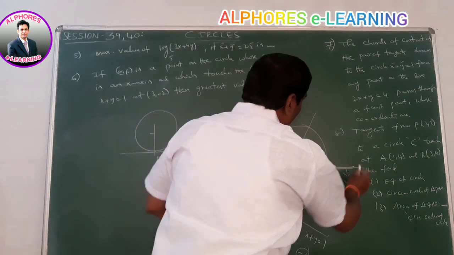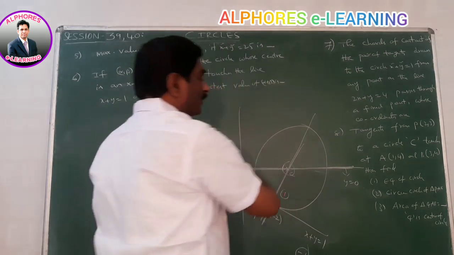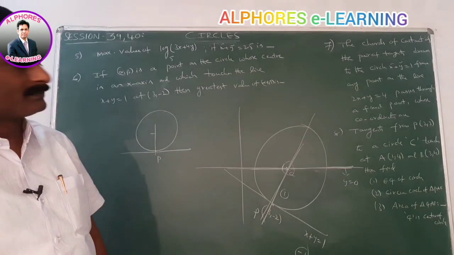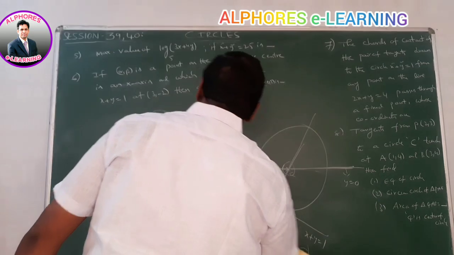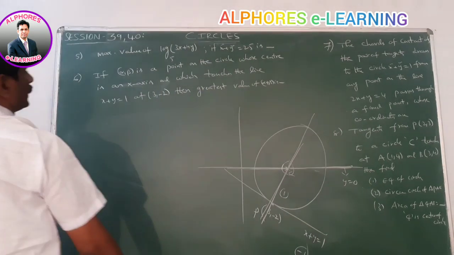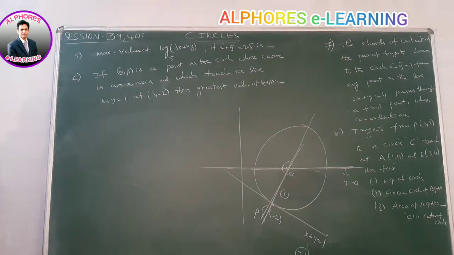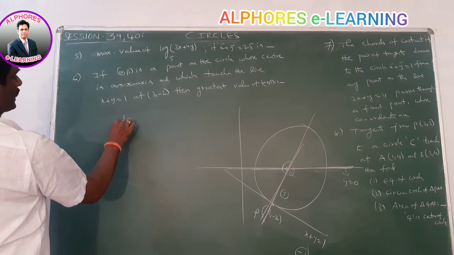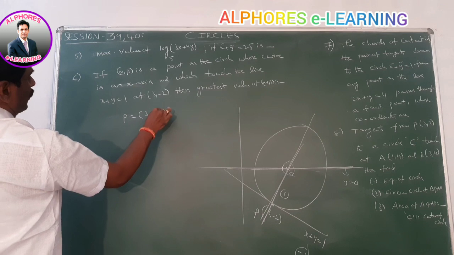This is the diameter. By solving these two values, we get the center of the circle. Okay. Please note this point. P is equal to 3 comma minus 2. It is a point on the circle.